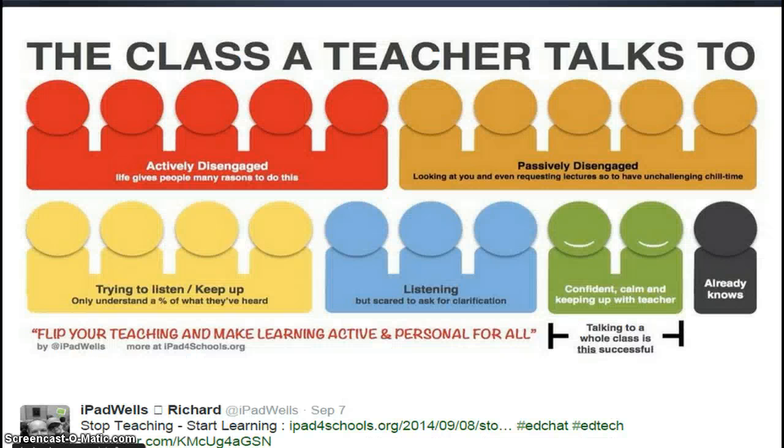This particular slide talks about a typical class, or the types of students that could be in our classrooms. You'll see that there are actively disengaged students, passively disengaged students, those students who are trying to listen and keep up, but they're only hearing a portion of what is being said, those students who are listening but are afraid to ask for clarification, those students who are confident, calm, and are keeping up with what we're doing in the classroom, and then those students who already know.